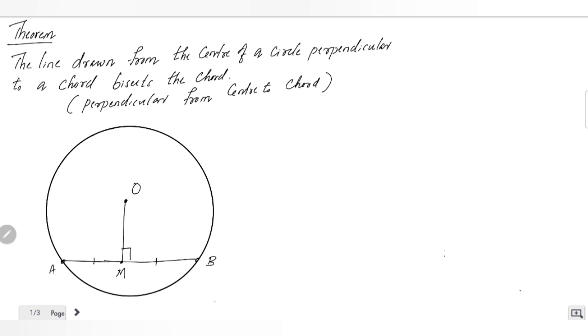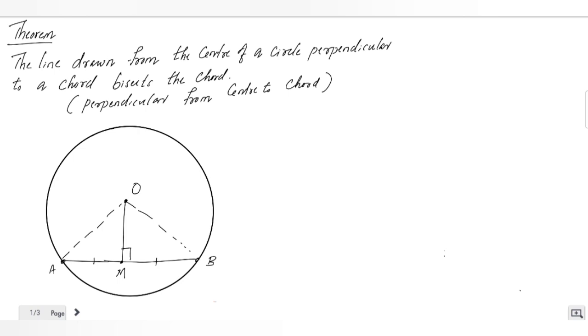So how do you prove that AM is equal to MB? For that, you have to construct two radii, OA and OB. Now you can see two right angle triangles, and you have to prove that those two right angle triangles are congruent. If those two triangles are congruent, then the corresponding sides AM and MB are automatically going to be equal. All right, so that's the one that you have to do.